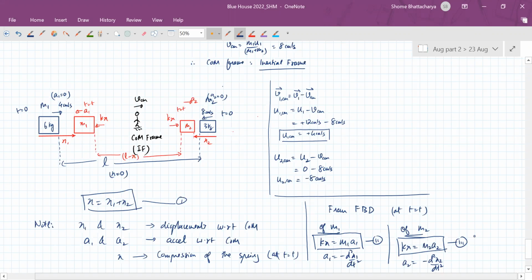So now the dynamics equations have to be converted in such a way that we can show that they are SHM. That means A1 should be related with X1 instead of X, and A2 should also be related with X2 instead of X. So that is where we'll bring in the center of mass concept. But first, just make sure you understood up to this step carefully.